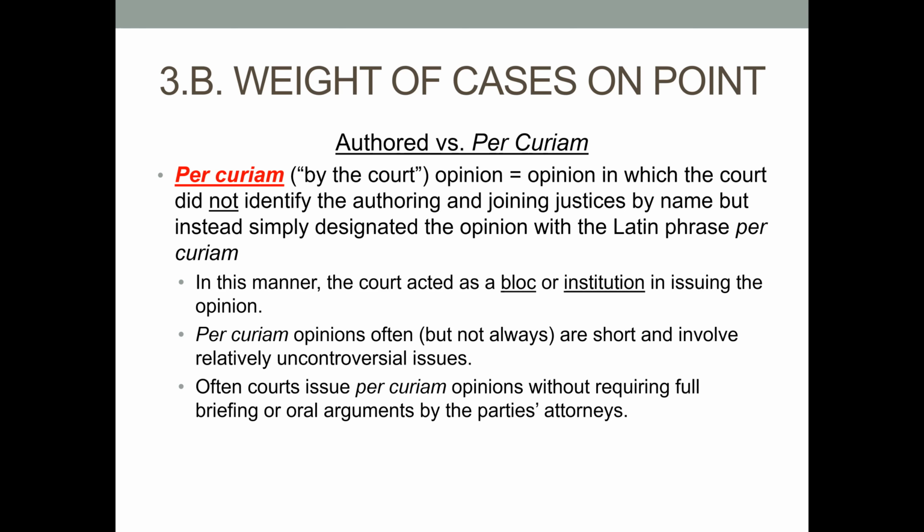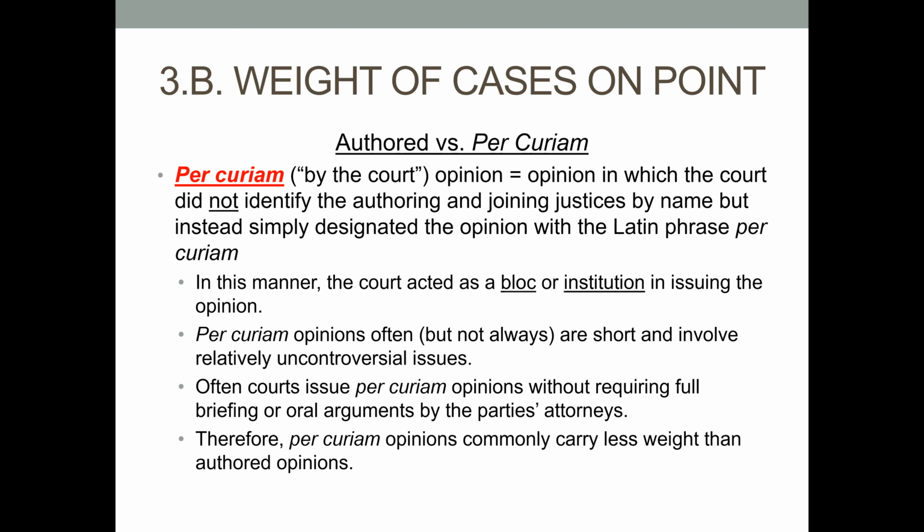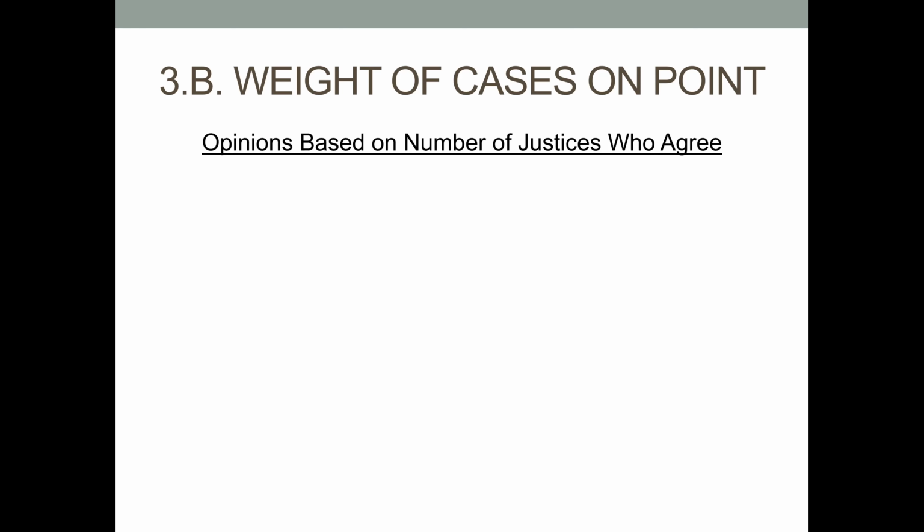And so because of this, per curiam opinions tend to carry less weight than authored opinions, and they do tend to be shorter, although there certainly are longer per curiam opinions, such as by the U.S. Supreme Court and so forth. But in general, your authored opinions are going to carry greater weight than a per curiam opinion. Okay, now another distinction that can be made among opinions when you're trying to assess their relative weight is the number of justices who agreed with each other or didn't agree with each other in the case.